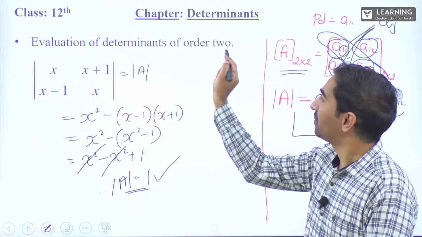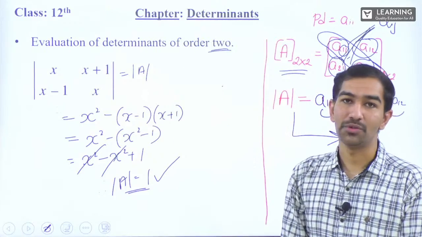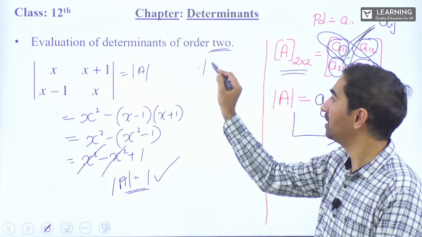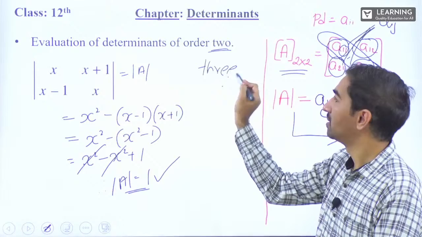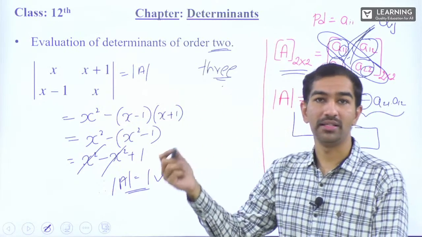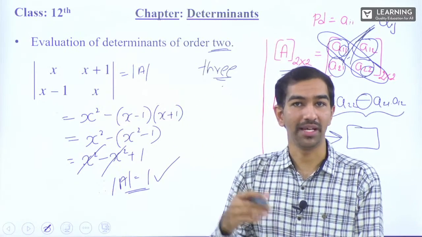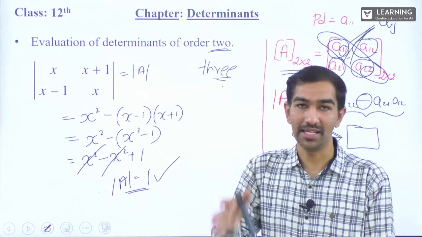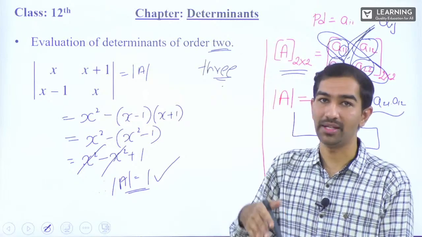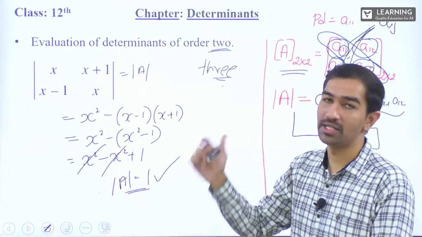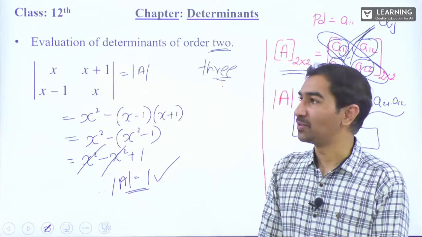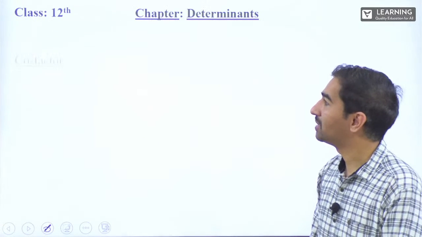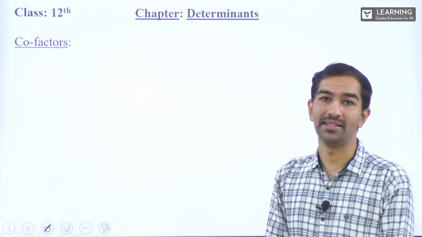So order 2 we finished, right? Order 2 we finished. So what would be our next one? Order 3 would be our next one. So before we start with order 3, we have to know another concept, which is essential to solve or evaluate determinants of order 3. Okay. So what is that concept? That is nothing but called as cofactors.